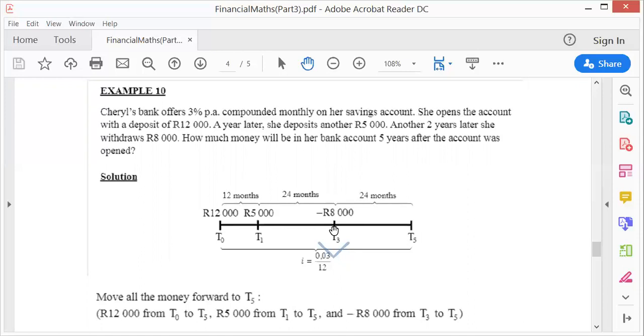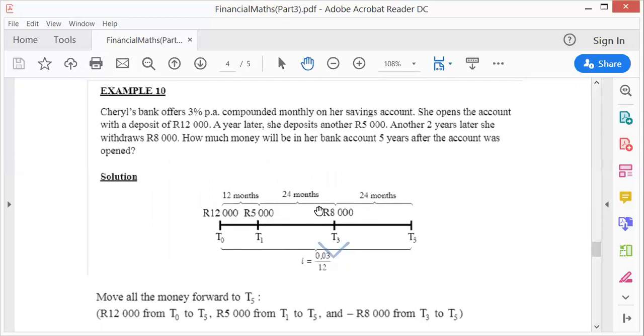So how many years is still left? Another 2 years, isn't it? And all of this, of course, guys, is done monthly, isn't it? Compounded monthly. So 1 year is 12 months, 2 years is 24 months, another 2 years is 24 months. The interest rate did not change, so it remains 0.03 over 12. Remember, it is monthly.